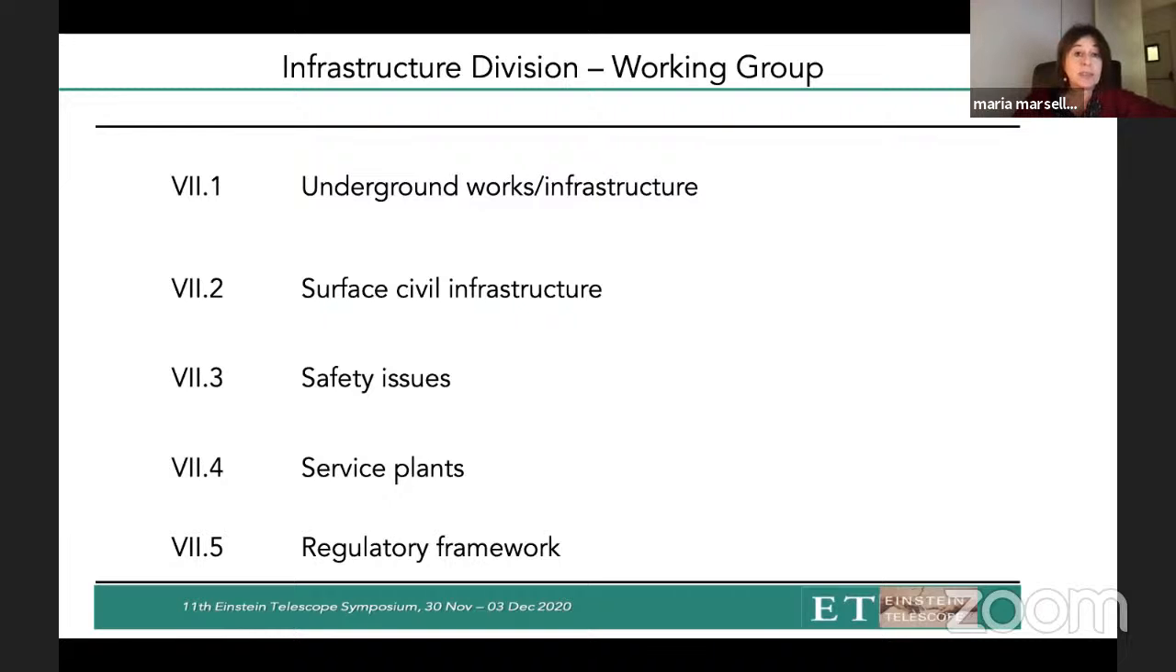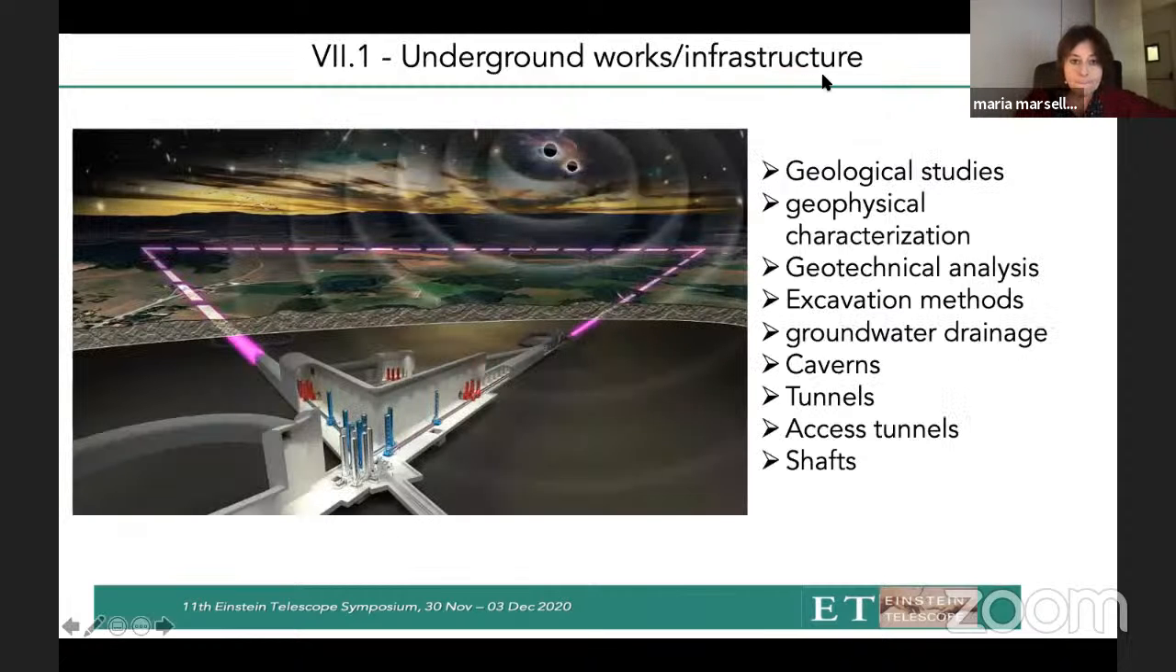And the last but not least group will deal with the regulatory framework in terms of legislation and rules, and with the permission steps that should be faced before starting even the design phases, and of course afterwards during the construction.